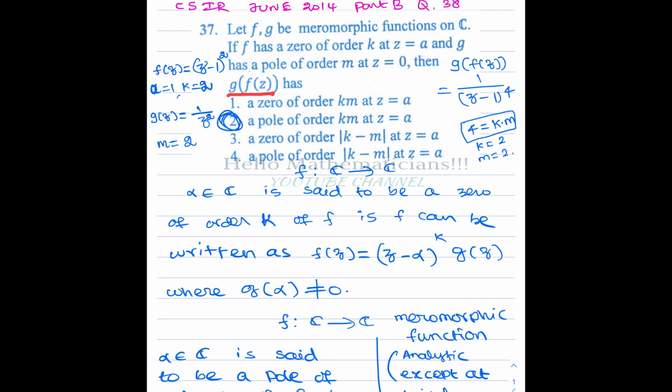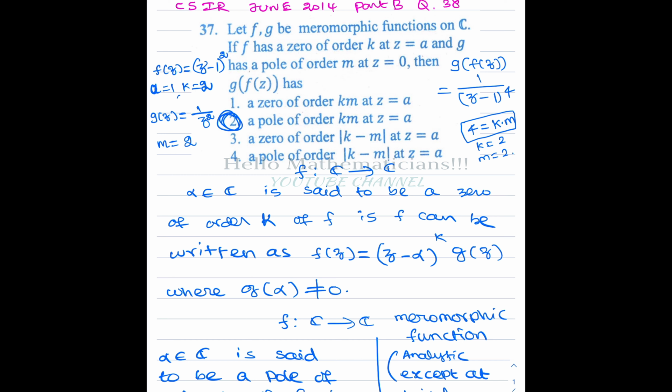Now we want to find g of f of z. You have to substitute f in the function g. In place of z you substitute (z minus 1) whole square. What will you get? You will get g of f of z equal to 1 by (z minus 1) whole power 4. Now what is our a? As I said, a equal to 1. So 1 is a pole of order 4 clearly. How did we get this 4? This 4 is 2 times 2. Therefore 1 is a pole of order km. From this one example itself, you can conclude that it is a pole of order km at z equal to a. That is the answer you can conclude.